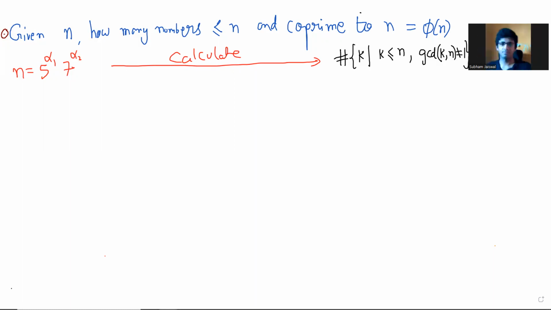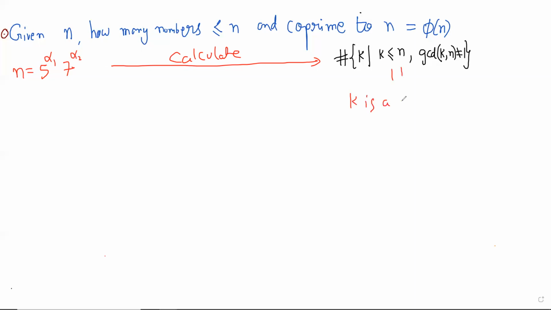So is there any idea? Well, it should be the same method, right? I mean, if k is a number whose GCD with this n is not equal to 1, then what is k? So k has to be either a multiple of 5 or a multiple of 7. It's the same thing, right? Do you agree? Yeah, there is just no other way, right?